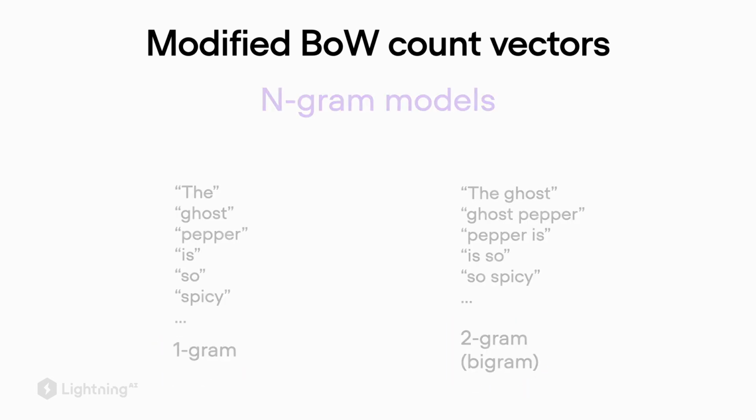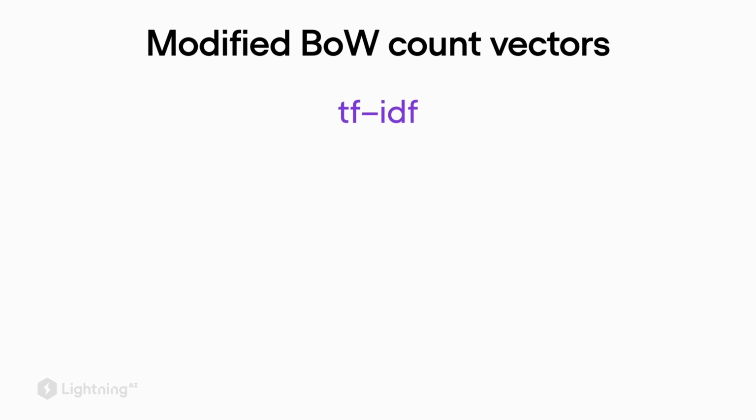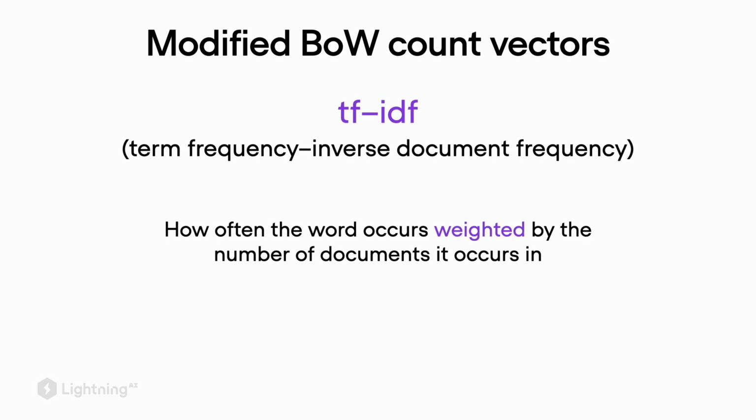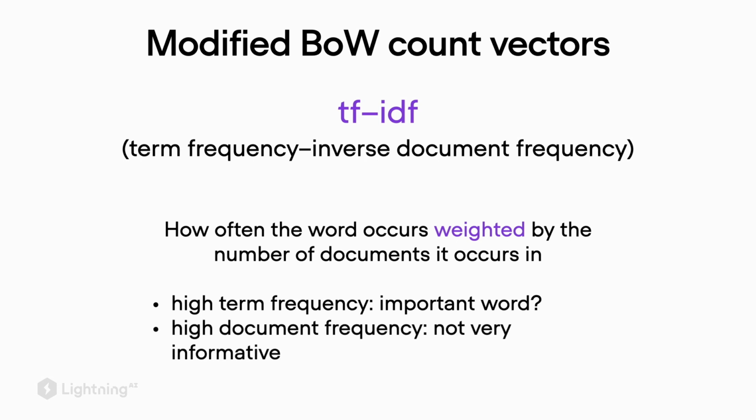And then there's also this popular TFIDF approach, where TFIDF stands for term frequency inverse document frequency. So TFIDF refers to how often the word occurs, weighted by the number of documents it occurs in. We can think of it like this. A high term frequency corresponds to how important the word is. And then when we have a high document frequency though, it might indicate that this word is not as important because it occurs in many different documents, so it's not very informative for distinguishing between documents.